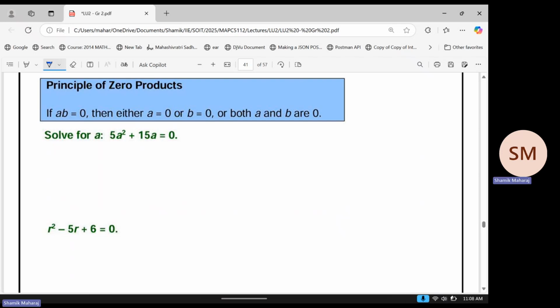Did anyone find the word? Trinomial. We could call it trinomial, yeah.